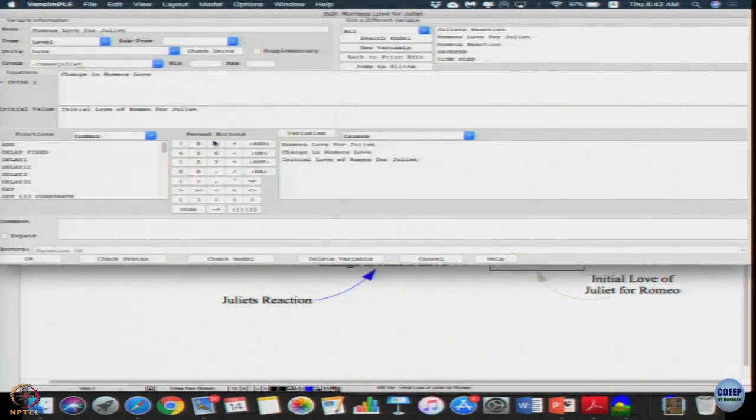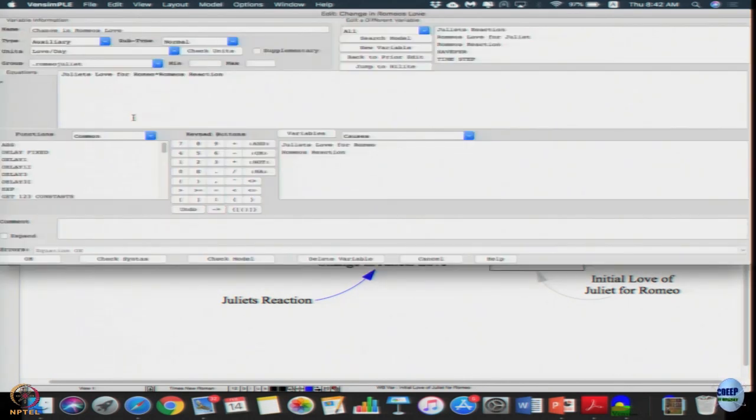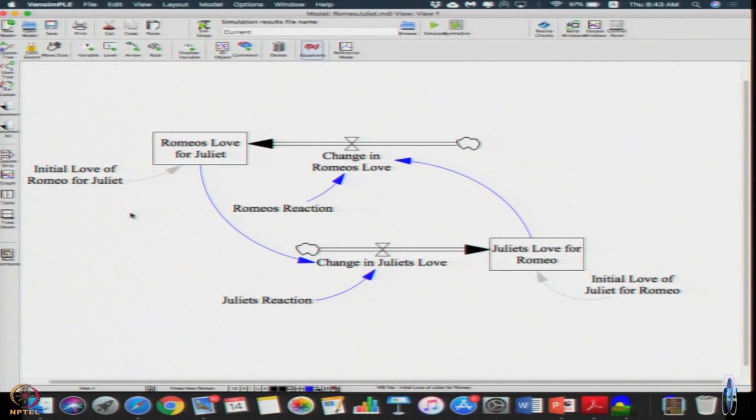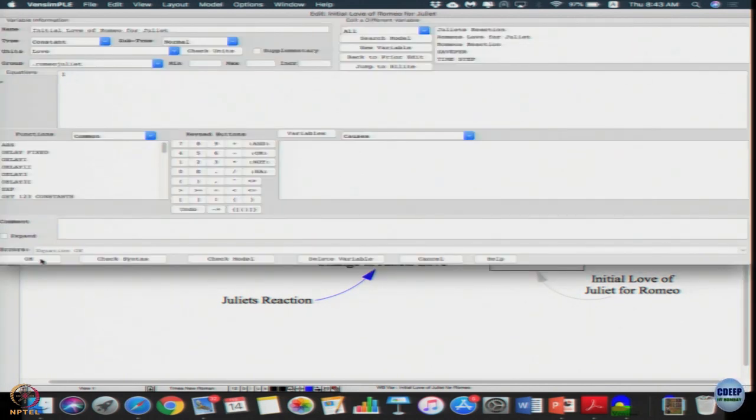So, we just want to show one of the stocks. Romeo's love for Juliet, initial values, initial love of Romeo for Juliet, and changes in Romeo's love is nothing but Juliet's love for Romeo multiplied by Romeo's reaction. So, for each unit of Juliet's love, Romeo's reaction is going to multiply that by a factor of 1 in this case. And Romeo's reaction is 1 and units is 1 per day. The units of stock is love, an initial love of Romeo is 1, initial love of Juliet is 1.